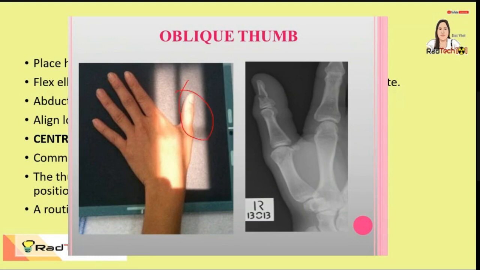So, wala nang superimposition. Then, yung ating central ray, ito yung crosshair. Dito siya sa first MCP joint. Okay, ito yung kanyang central ray. Dito. First MCP joint. Okay.